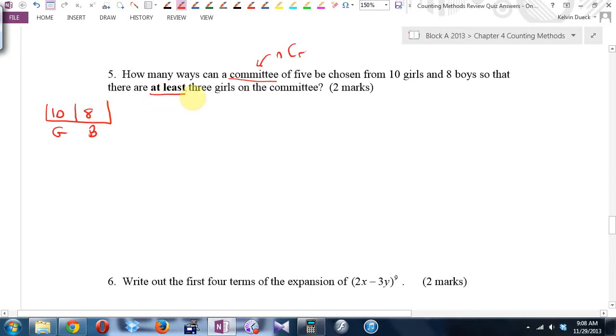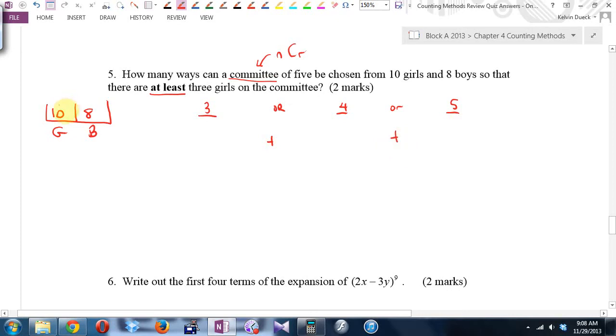What does at least 3 mean? List all the cases. So at least 3 means 3 or more girls, but it says the committee only has 5 people. So these are my 3 possibilities. What does or mean in this unit? Add. And means multiply, or means add.